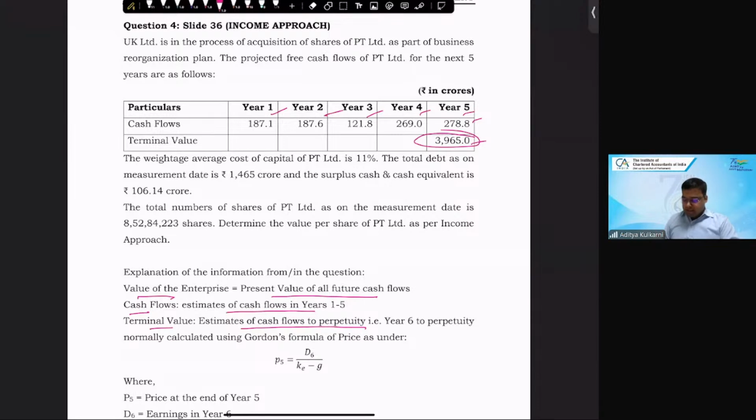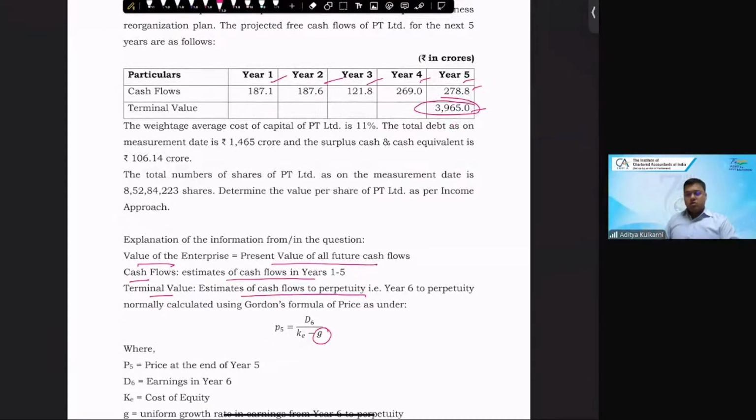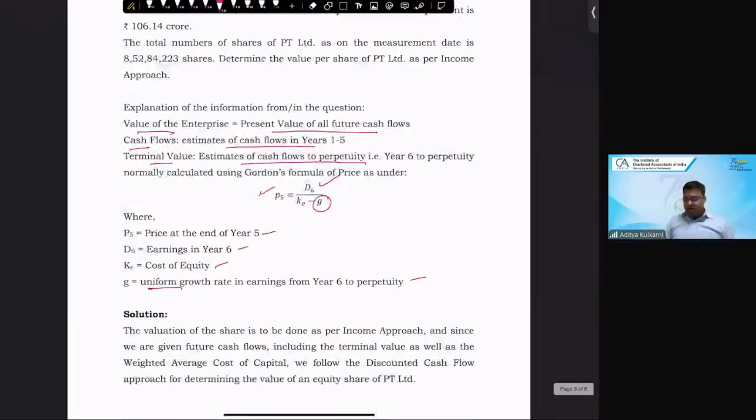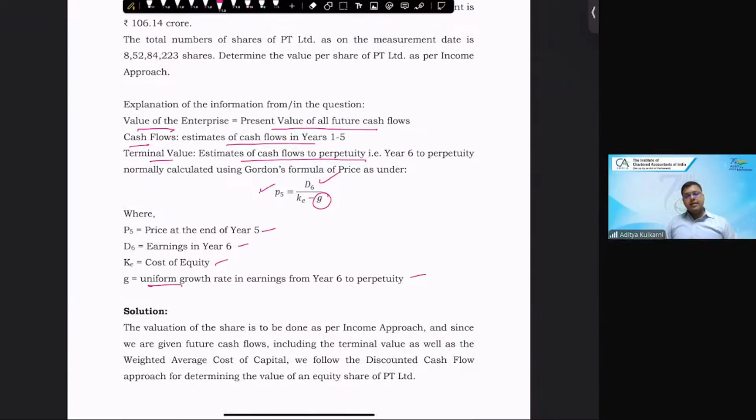The assumption is that growth is expected to stabilize from year 5 onwards, and therefore your valuation at the 5th year is going to be D6 divided by KE minus G, where price at the end of year 5 is P5. D6 is earnings in year 6, KE is cost of equity, and G is the uniform growth rate in earnings from year 6 to perpetuity. Did you understand the data? Yes, sir.